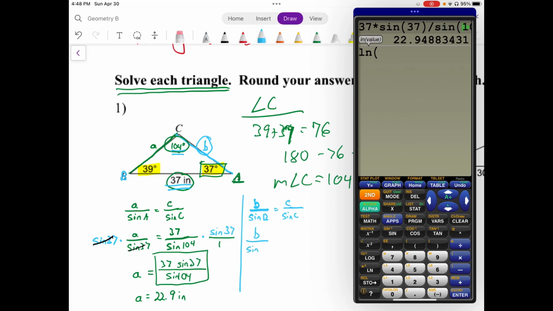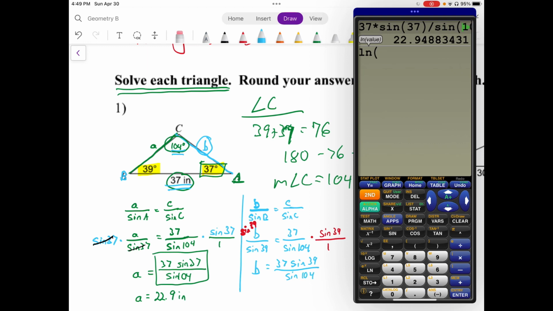We're trying to find B, so we'll leave that there. Sine of angle B is 39, equals side C, which is 37, over sine of C, which is sine of 104. Once again, we can just multiply both sides by the sine of 39. I didn't leave myself much room here, so sine of 39, sine of 39. This is going to be over 1. And so, again, I don't need to write this step, but I'm going to do this because we're early on.